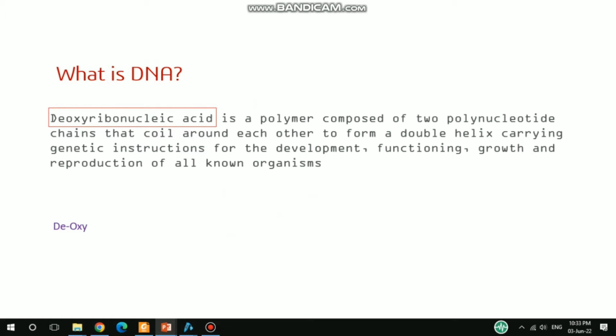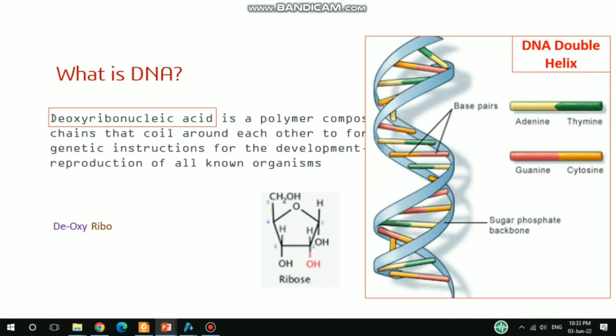I'll explain it later, and then there is ribo. Ribo is for the DNA backbone containing the ribose sugar, and the structure of the ribose sugar is this 5-membered ring. If we look at this double helix structure, you can understand that the backbone is composed of this ribose sugar along with the phosphate group.